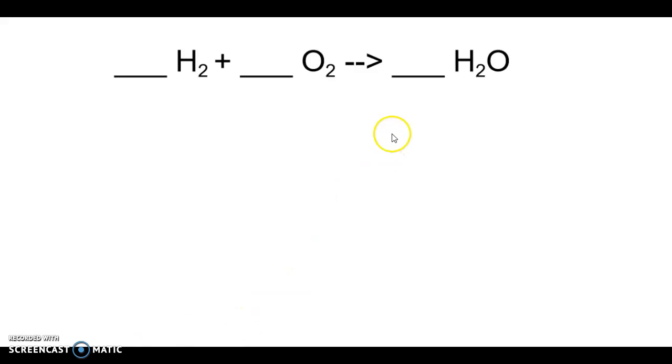We're going to count my number of each element on both sides. So in this equation, we're only dealing with two elements. On the left side, it's what we call the reactants, and on the right side, we call the products. So the only two elements we're dealing with here are hydrogen and oxygen. And in order for me to figure out how many of each element I have on both sides, we're going to look at these subscripts right here.